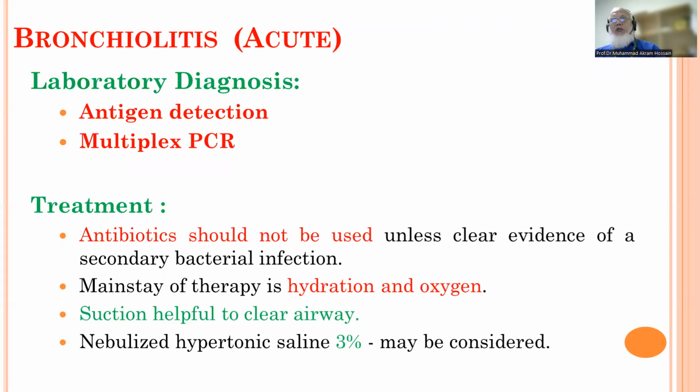How can we diagnose bronchiolitis? Bronchiolitis can be diagnosed by antigen detection and multiplex PCR. Antibiotics should not be used unless there is clear evidence of secondary bacterial infection. Hydration and oxygen are the mainstay of therapy. Suction is helpful to clear the airway. Nebulized hypertonic saline 3% may be considered.